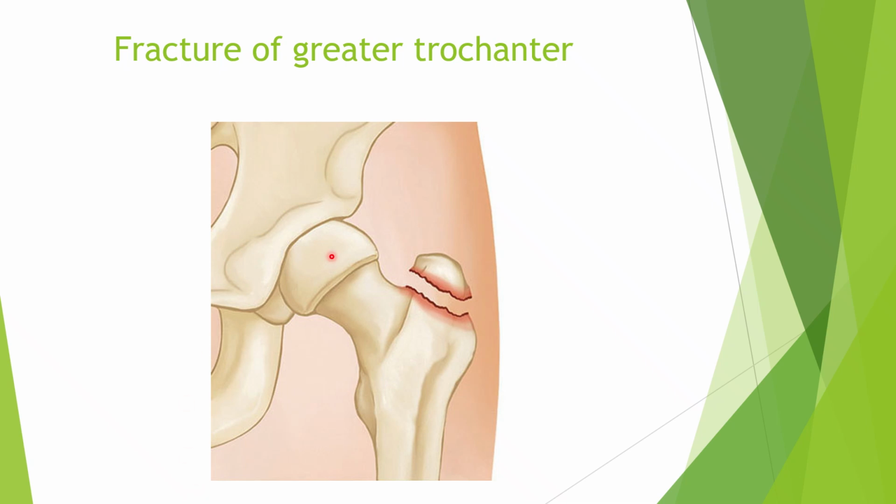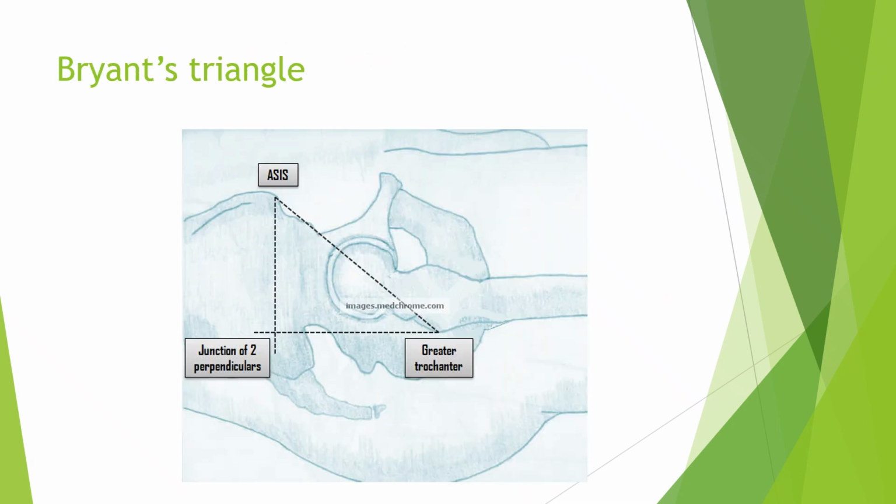This image shows the fracture of the greater trochanter. To determine the fracture of the greater trochanter, there is a test involving the Briand's triangle. So this is the Briand's triangle.